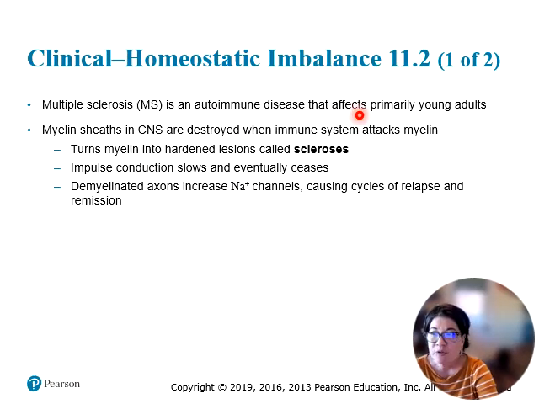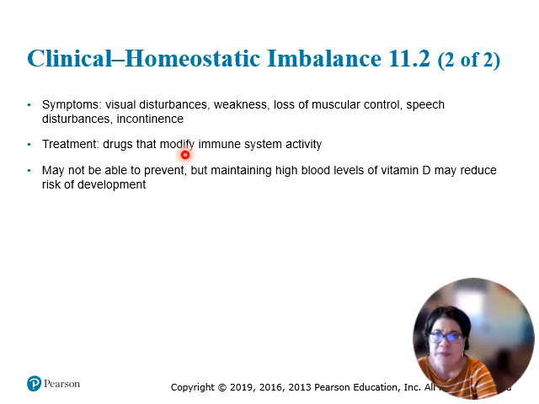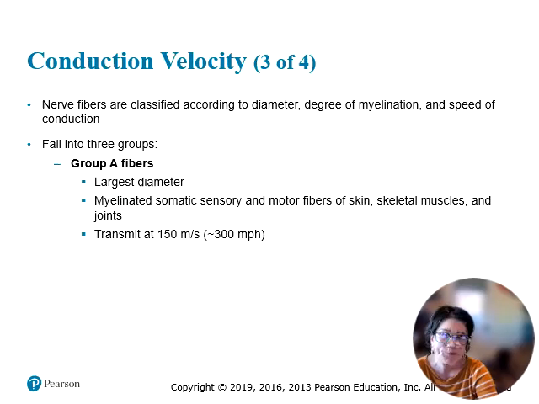So MS is an autoimmune disease, and that's when the myelin sheaths in the central nervous system, not peripheral, are destroyed, and you get these little scleroses, which are like scars, like lesions. So they can see areas where your immune system has attacked that area. Symptoms are visual disturbances, weakness, loss of muscular control, speech disturbances, incontinence. They don't really have very good treatments for it, but they do have drugs that are going to suppress your immune system, so not great. And then they think that vitamin D may help.